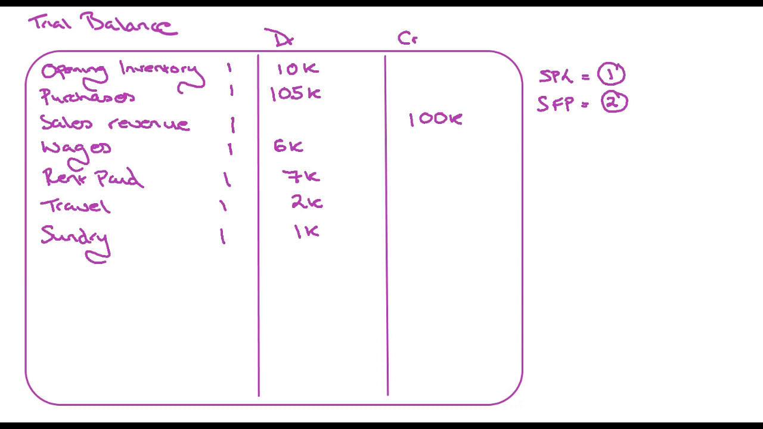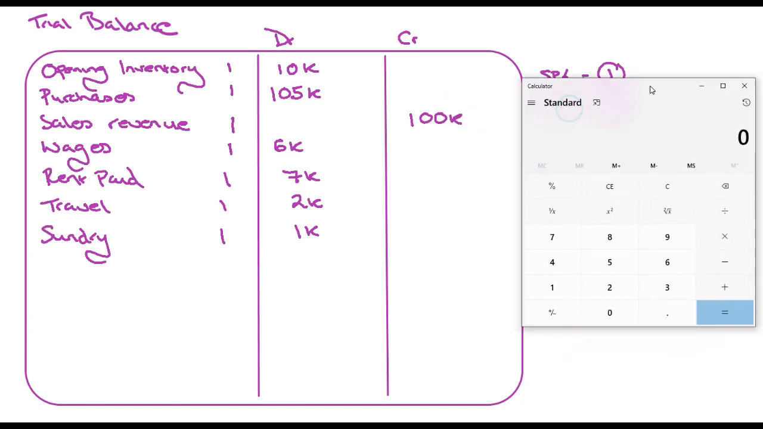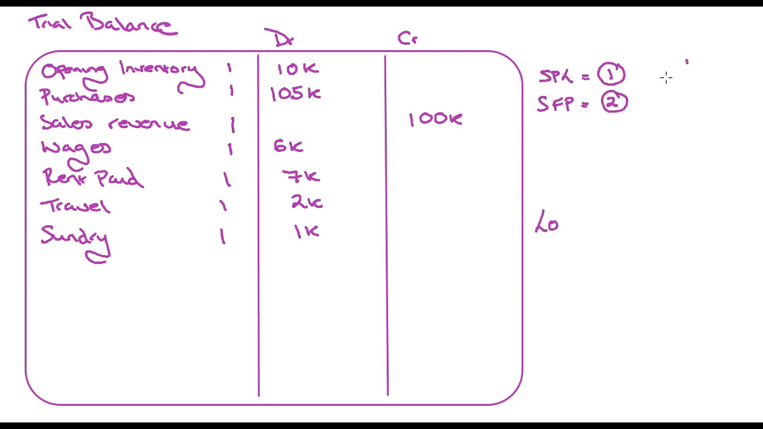So if we're just purely looking at this bit here, let's get the calculator out and see what our profit is for the period. So we've got 10 plus 105 minus 100 plus 6 plus 7 plus 2 plus 1. So in this case, we've actually made a loss of 31k because our sales doesn't cover all of our purchases and all of our admin expenses there. So the wages, the rent, the travel, the sundry. So let's just write over here that we have a loss of 31k.